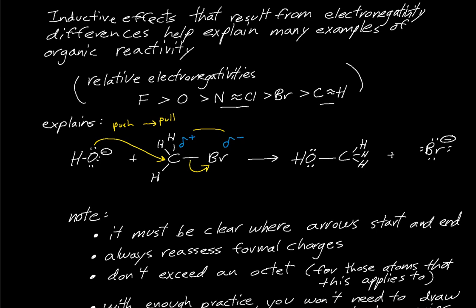In electron arrow pushing movement, electrons typically flow in the same direction. So I would avoid electrons moving toward each other like this. So the result of the arrows I just drew in this reaction are the formation of this bond right here and bromine leaving, and note we have to reassess formal charge.